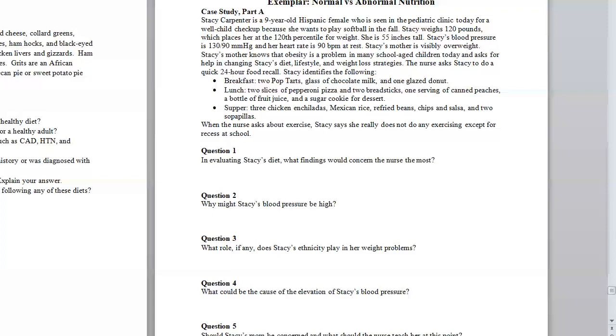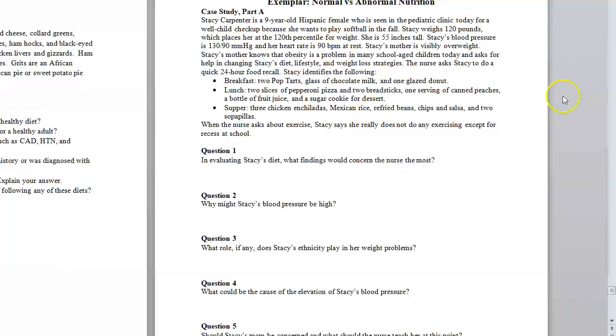We do know from way back when we talked about culture, Hispanic Americans are at greater risk for obesity, and those traditional diets, just like we went over prior to this case study, are very high in calories. So what could be the cause of the elevation of Stacy's blood pressure? Well, obviously her obesity, which we've already talked about. What else? Think about it. And of course, all her high sodium intake as well. Really increases that vascular volume, making more of a workload on the heart.